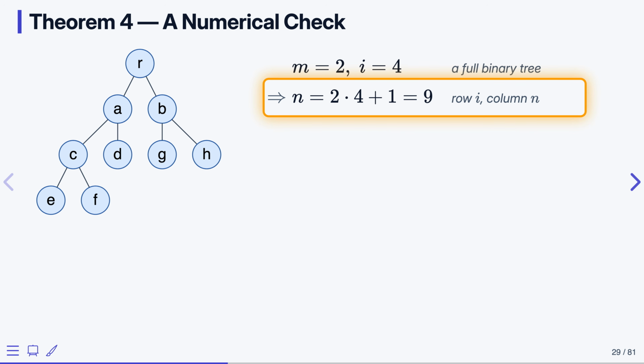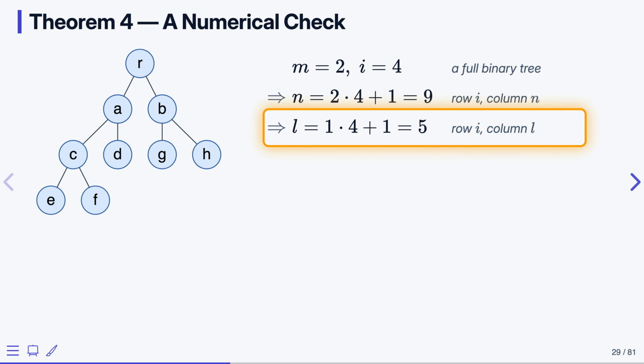Line 2. Use the row for I, the total is m times I plus 1. That is 2 times 4 plus 1, which is 9 dots. Line 3. Same row, leaf column. The leaf count is m minus 1 times I plus 1. That is 1 times 4 plus 1, which is 5 leaves.